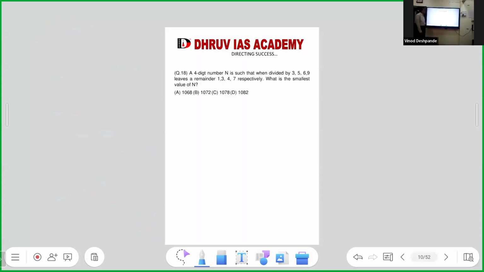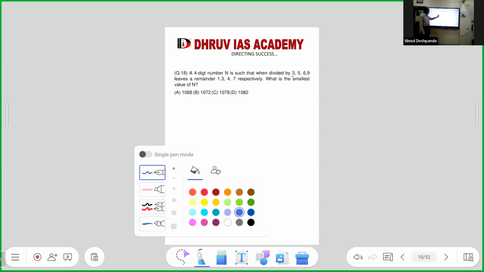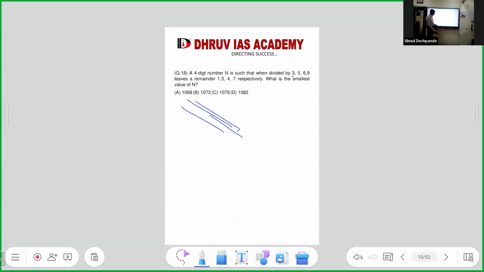Next question. A 4-digit number n is such that when divided by 3, 5, 6 or 9 it leaves a remainder of 1, 3, 4, 7 respectively. What is the smallest value of n? So 4 values have been given. See here, this is the problem. You have to find out the LCM here. If you observe here, see the divisors and the remainders, the respective divisors.